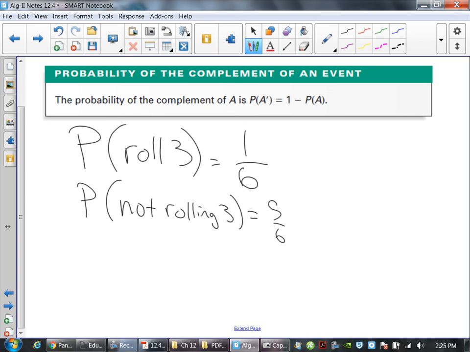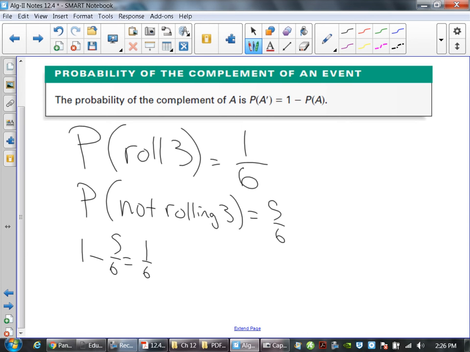Now, given the fact that we're rolling a die, we're going to get some number, correct? So the probability of rolling the die is going to be equal to what? 1. So what happens here is that the probability of rolling a 3 is 1 minus the probability of not rolling a 3. The probability of not rolling a 3 is 1 minus the probability of rolling a 3. They're complements of one another.